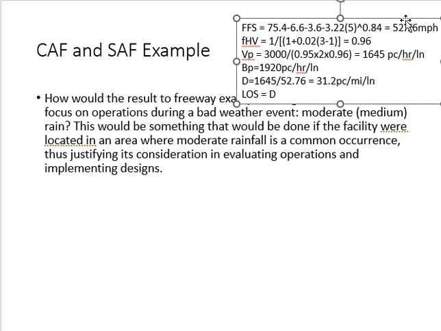Now first of all we need to check what are the things which will be affected by the adjustment factors. First thing which will be affected is the speed, free flow speed. So we need to apply the adjustment factor to the free flow speed. So we have medium rain.